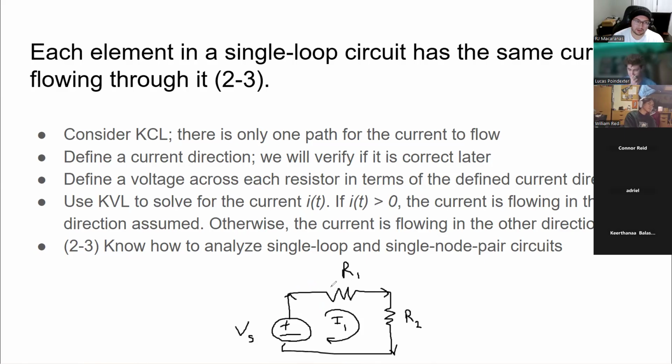Typically, in order to solve this kind of circuit, we would define the voltage across each resistor in terms of the defined current direction. We usually assume that each of these resistors is a passive element. Since I've defined the current going this way, in order for R1 to be passive, I want the current to be entering the higher potential. So that's my V1. This is my V2. And so these are both passive.